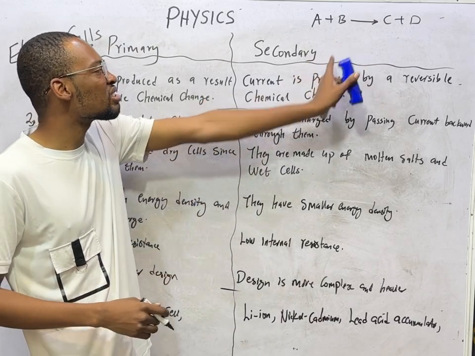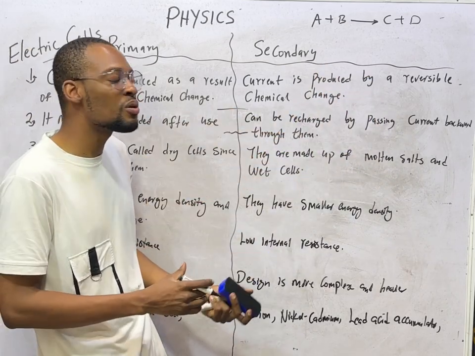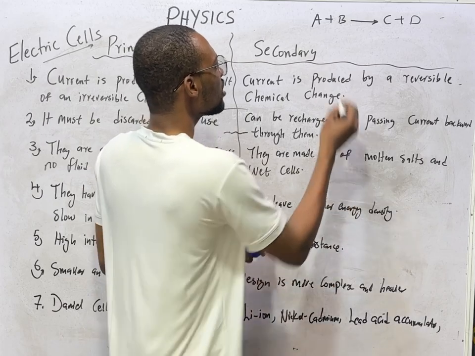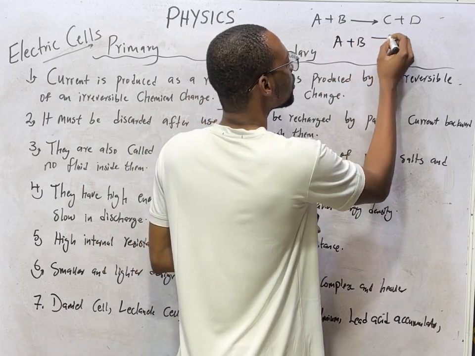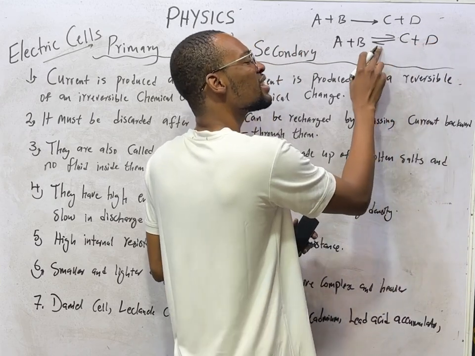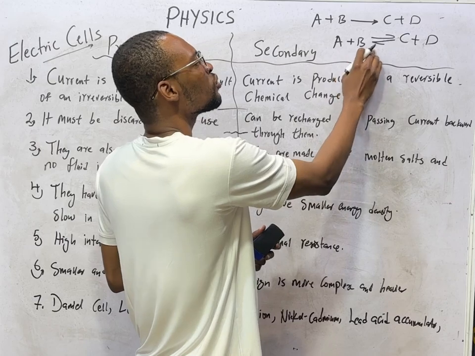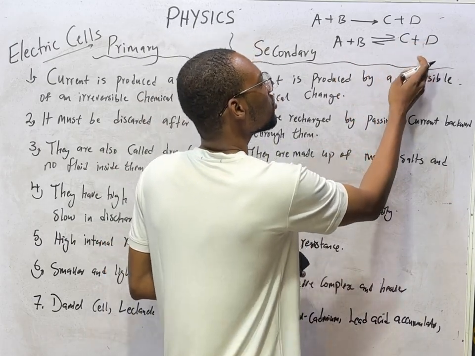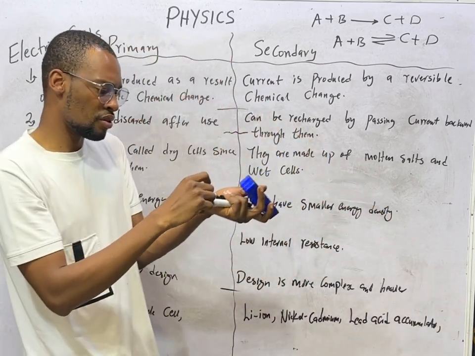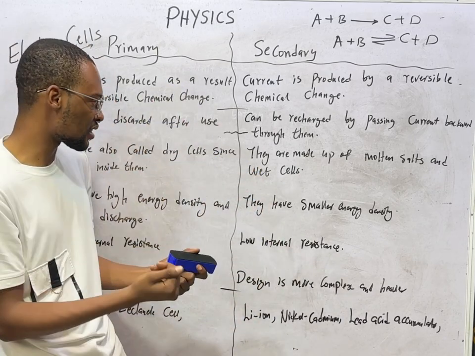Now, secondary cells, the current in secondary cells is produced by a reversible chemical reaction. It means it is reversible. I also explained reversible reaction. I said that if A reacts with B to give you C plus D, with a reversible arrow, this represents a reversible reaction. This one means if A combines with B to give you C and D, C and D can also combine to give you back A and B. So there is forward reaction and it can also occur in the backward reaction. So current is produced for secondary cells by a chemical change that you can reverse.